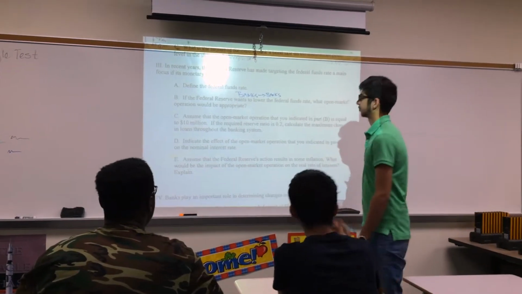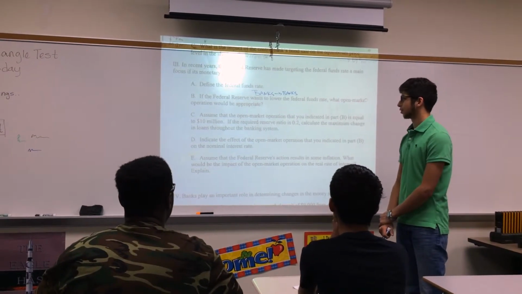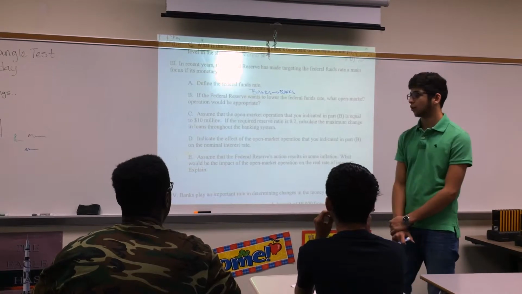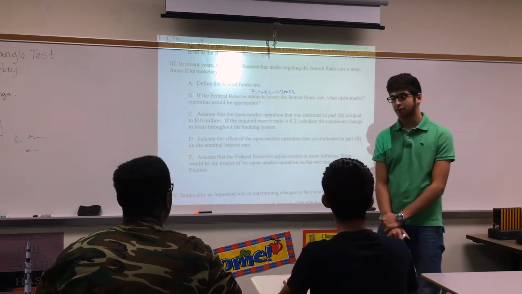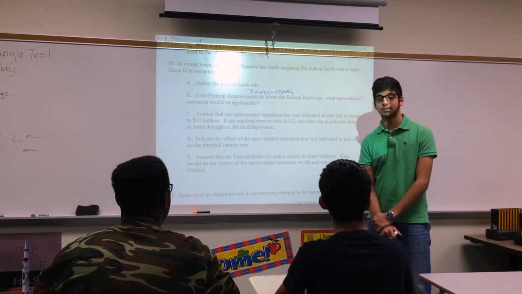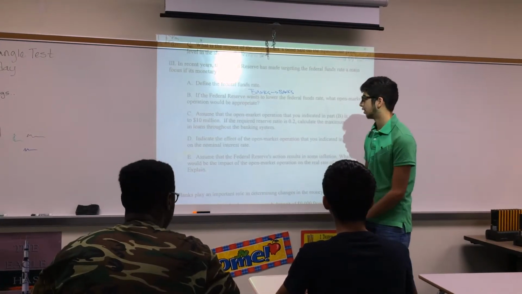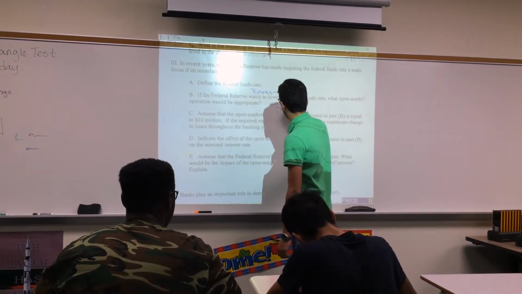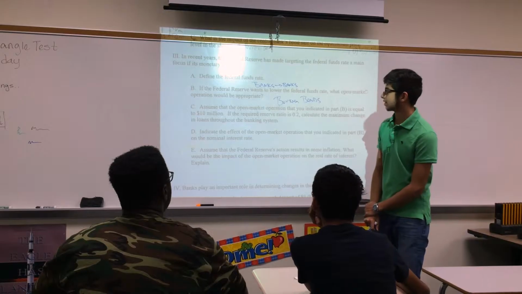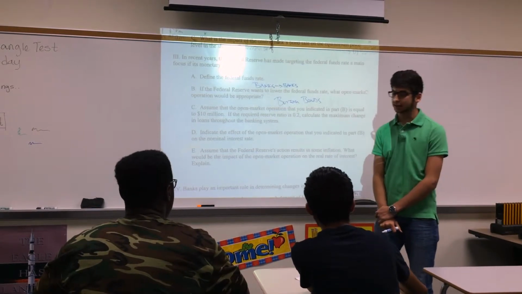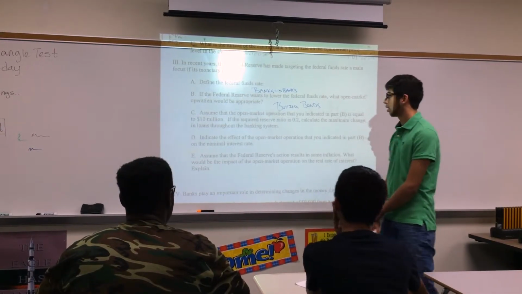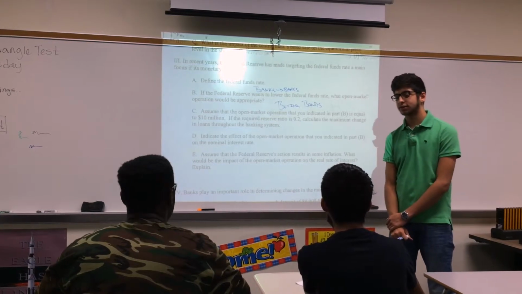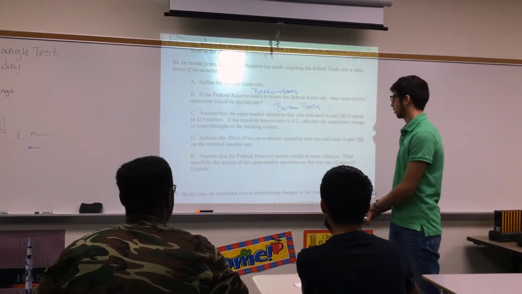Okay, and then part B asks you, if the Federal Reserve wants to lower the federal funds rate, what open market operation would they perform? We know that if they want to lower the federal funds rate, that would go under expansionary monetary policy, and so they would buy bonds. So it would be buying bonds in the open market. Again, this is in the expansionary monetary policy, not the contractionary. In the contractionary, they would actually sell. But since they want to lower the federal funds rate, they're going to buy bonds. This is so because they're trying to increase the money supply so that the federal funds rate decreases.